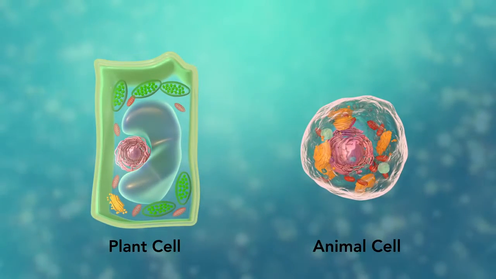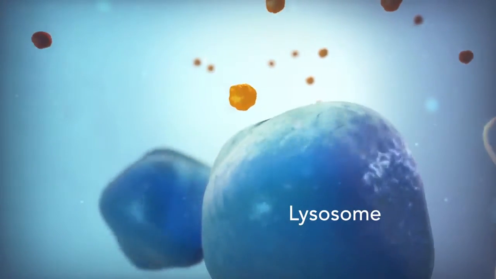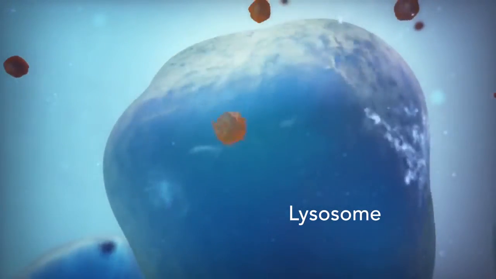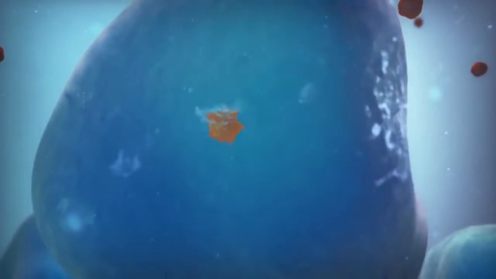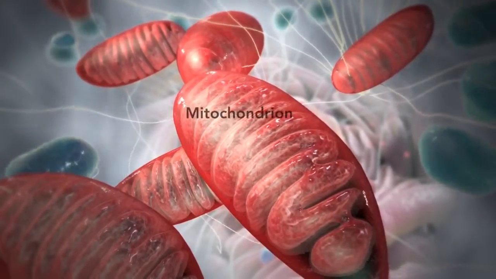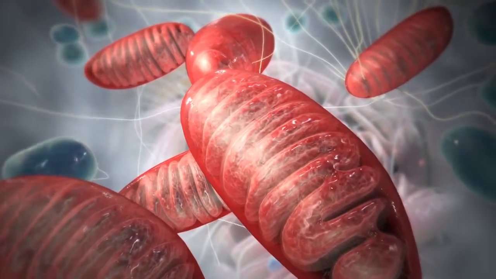Going back to the animal cell, you will see an organelle called a lysosome. Lysosomes are the garbage collectors that take in damaged or worn-out cell parts. They are filled with enzymes that break down this cellular debris. The mitochondrion is an organelle that is the powerhouse for both animal and plant cells.